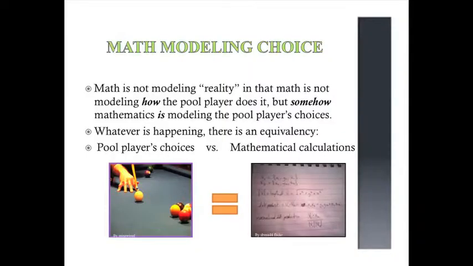So what is going on here? There's a subtlety: when we model something, math is not modeling reality, but somehow math is modeling the player's choices. So whatever is happening, there's this equivalency. And mathematicians certainly understand equivalencies. There's something going on there that's equivalent. And in fact, there are people who are starting to say that the universe is really mathematical. The rest of it is projections that we interpret differently, but you can interpret the universe in terms of mathematics.